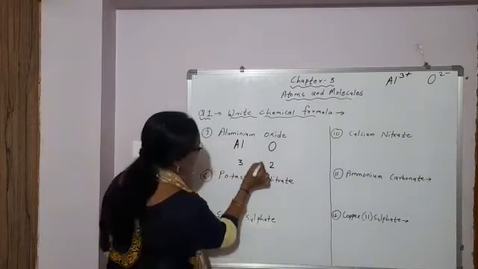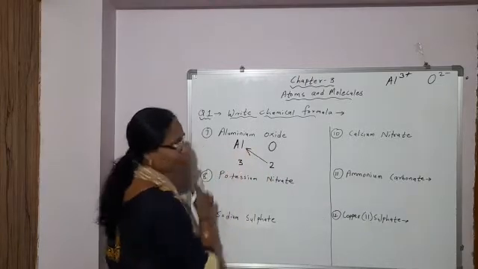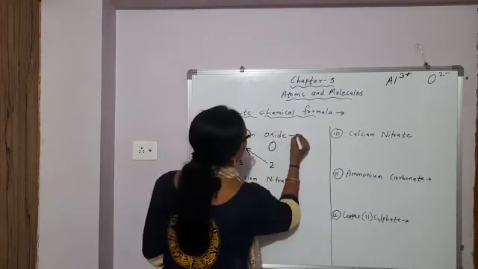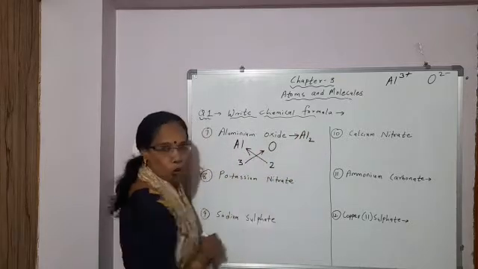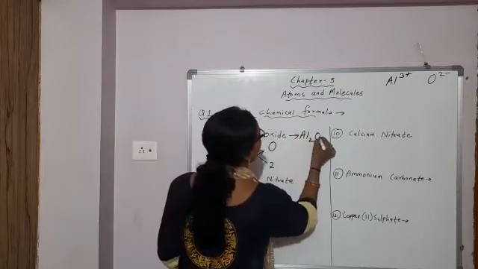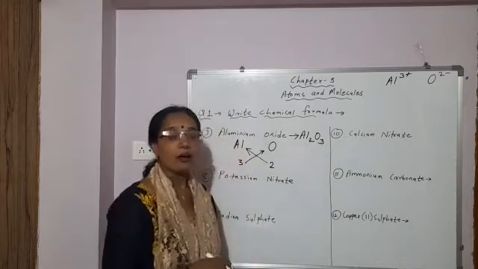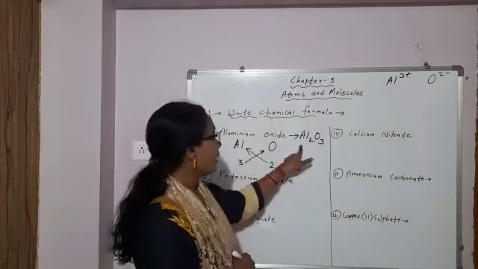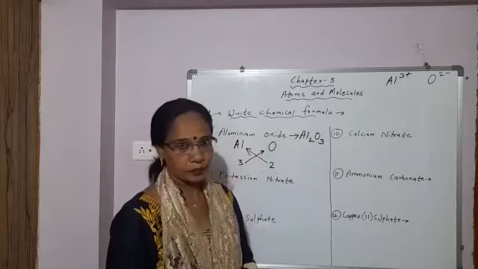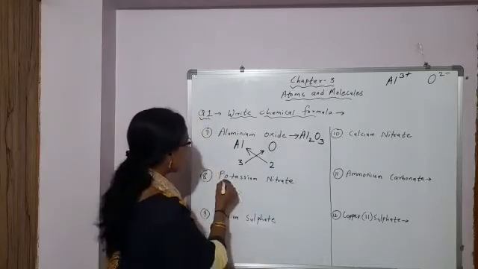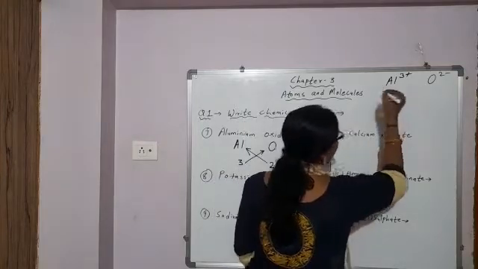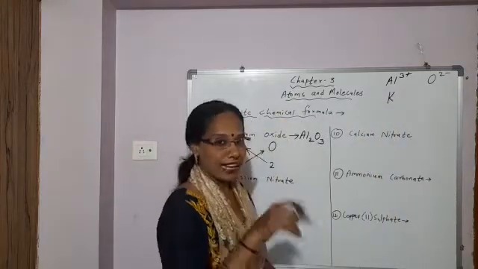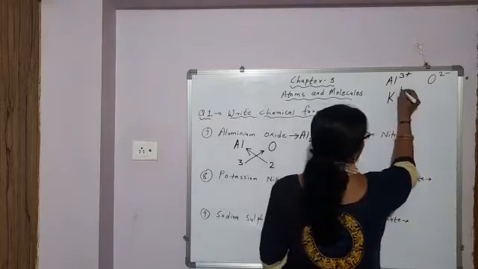Now cross multiply, 2 will go with Al, Al2, and 3 will go with O, so O3. So what is formula of aluminium oxide? Al2O3. Okay. Next, potassium. What is potassium? Symbol K. And potassium ion K plus.